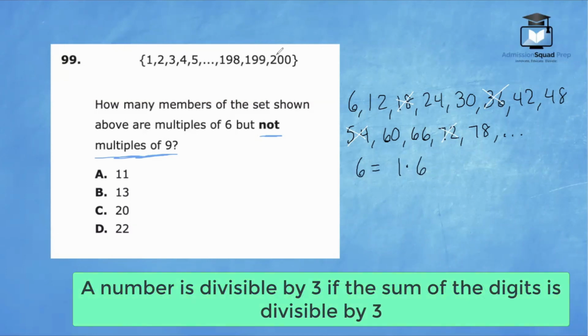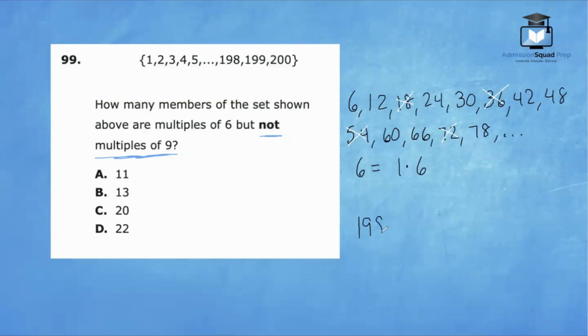When you add up the digits in the number 200, 2 plus 0 is just 2. That number is not divisible by 3. When we add up 1 plus 9 plus 8, we get 18. That number is divisible by 3. So since 198 equals 33 times 6, there are a total of 33 multiples of 6 between 1 and 200.